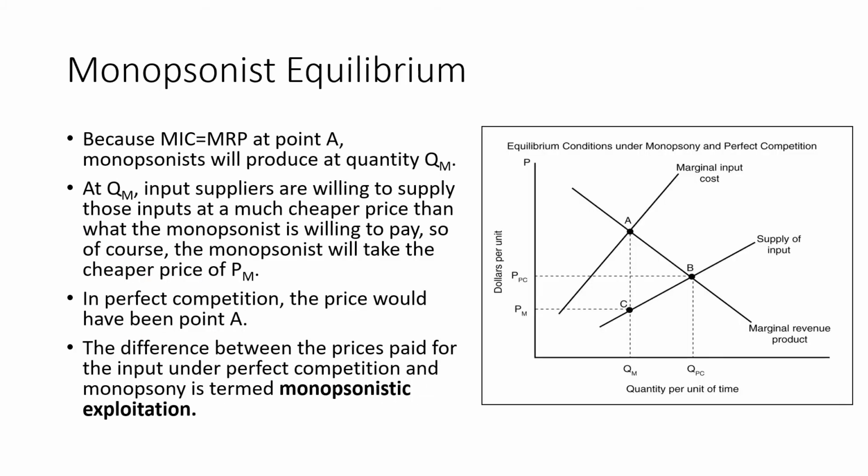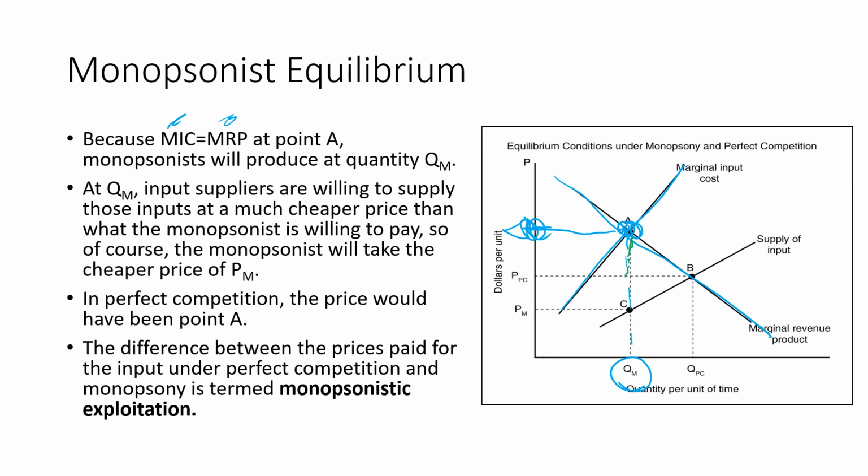Okay, so we're back to this similar graph to figure out. We know that where marginal input cost equals marginal revenue cost, point A, that's the quantity which is the profit maximizing quantity for a monopsony. Now, will they be buying the input at this price as well? No, they will not. They will actually buy the input for less.